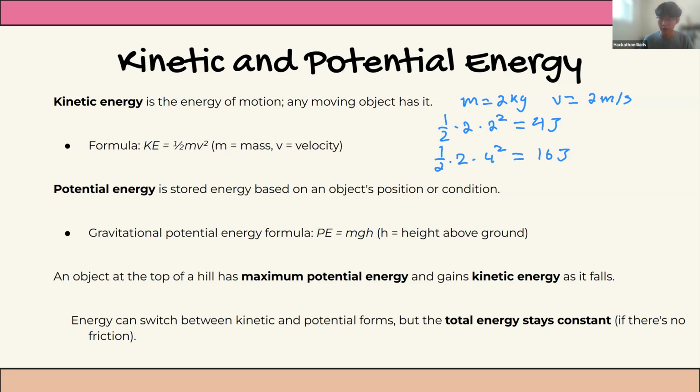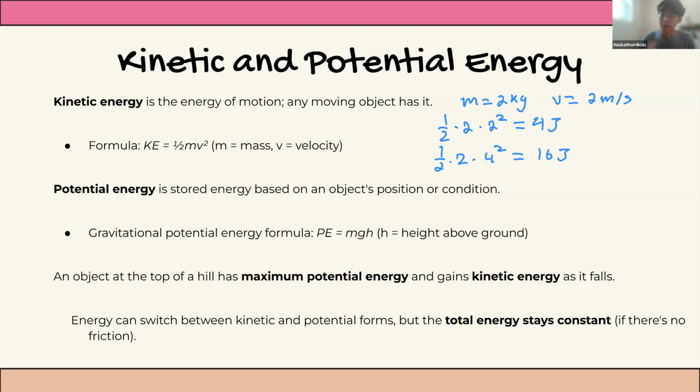So a rock being held at the top of a cliff has gravitational potential energy because it has a height. And when that rock is released, that energy will be converted into kinetic energy. So when a ball falls from a cliff, its potential energy will decrease while its kinetic energy increases, but the total energy of the system will stay constant.